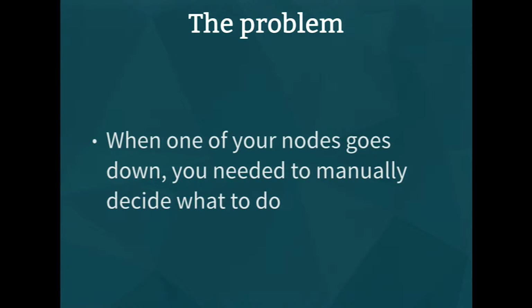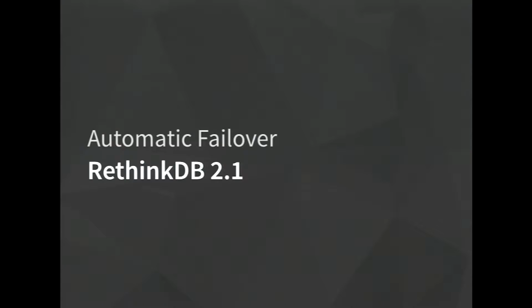So what is the problem? As of today, before 2.1, if one of your nodes went down, you had to manually decide what to do. You needed to say, well, do I want to wait for this node to come back, or do I want to remove it from the cluster? There are all these decisions that the people managing this database needed to make. So that's when automatic failover comes in. In this new version of RethinkDB, RethinkDB 2.1, we're going to have automatic failover.